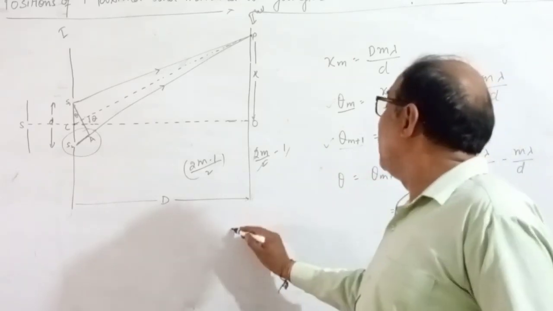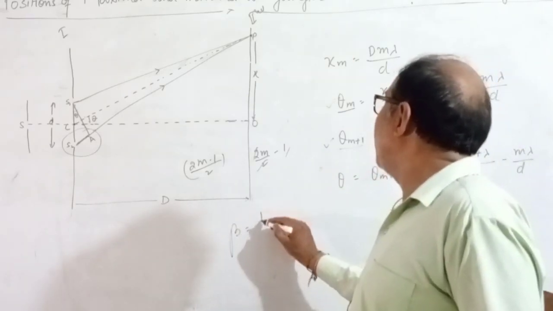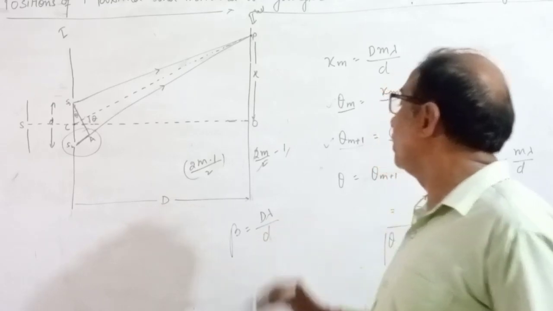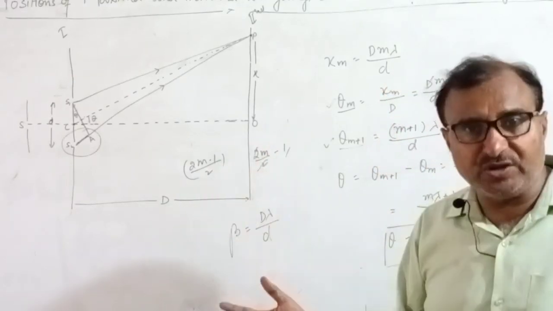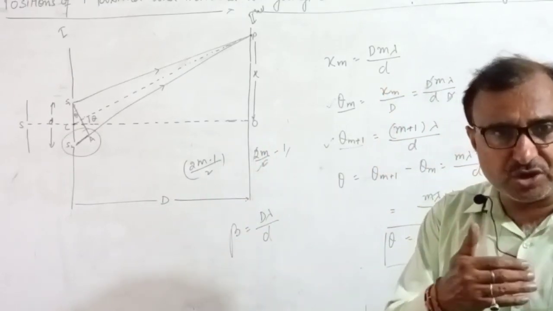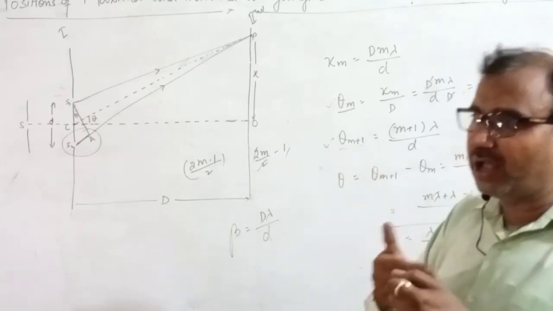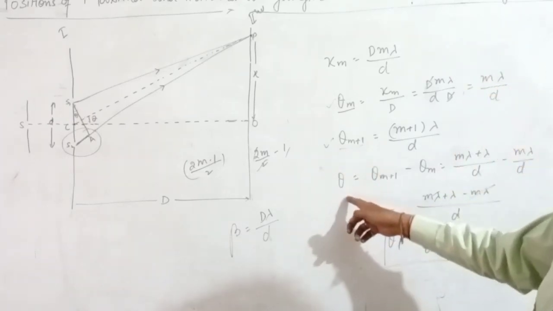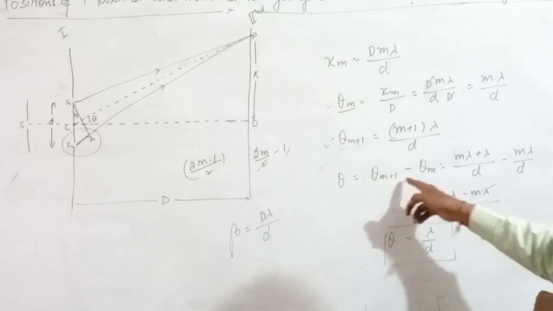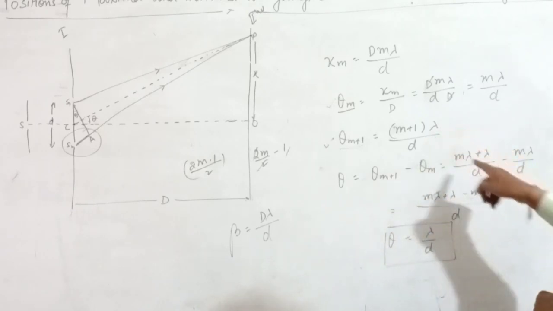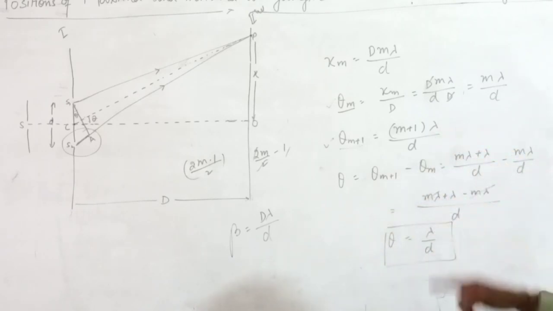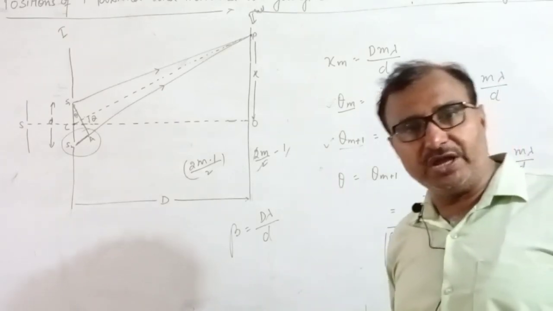So theta is the angular fringe breadth. Normally, the fringe breadth we found was D lambda upon small d, which was the positional fringe breadth. That was how wide they were between each other, and now we find the difference in angle between them. Theta equals theta m plus 1 minus theta m. When you subtract both of them, you get lambda upon d. This is all about this derivation.